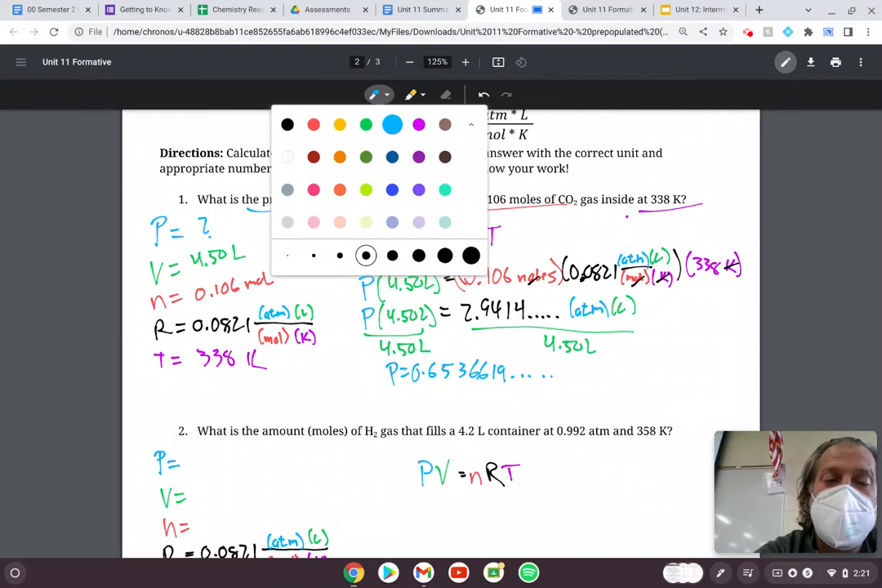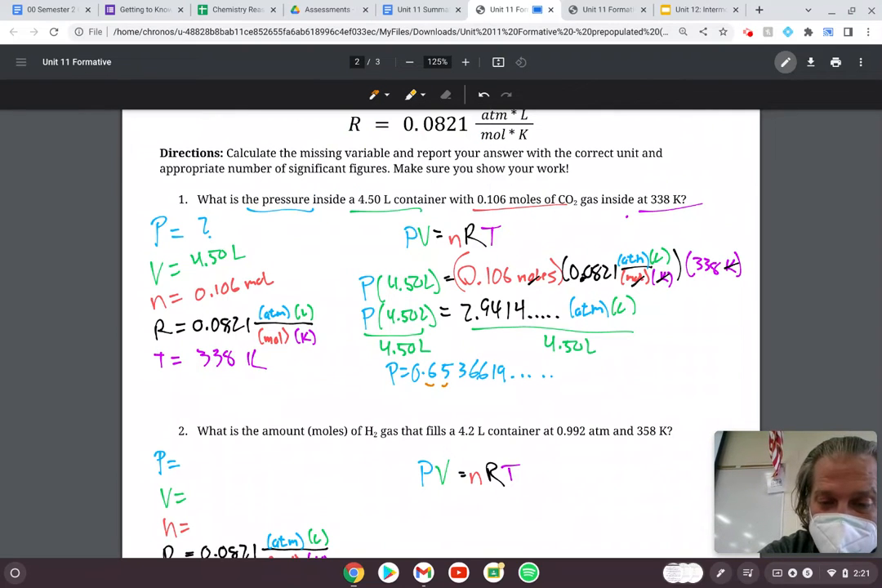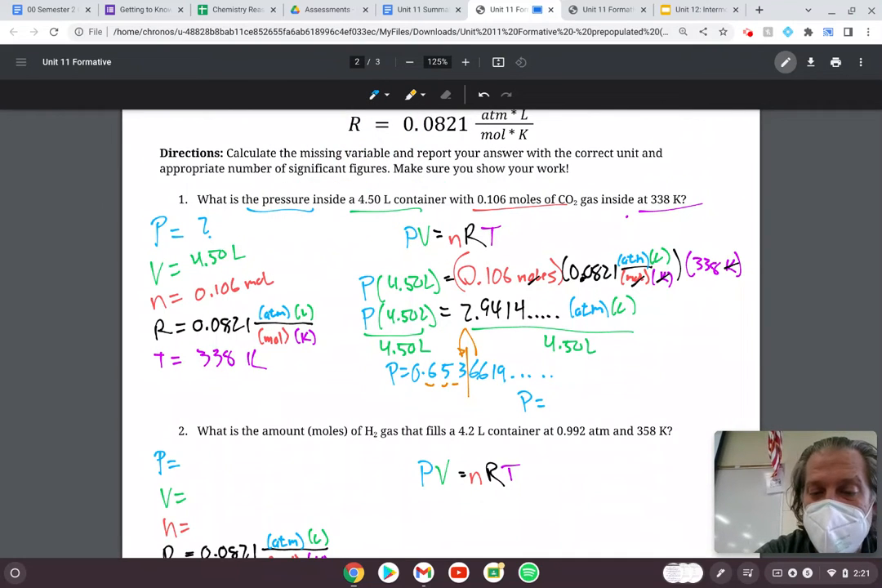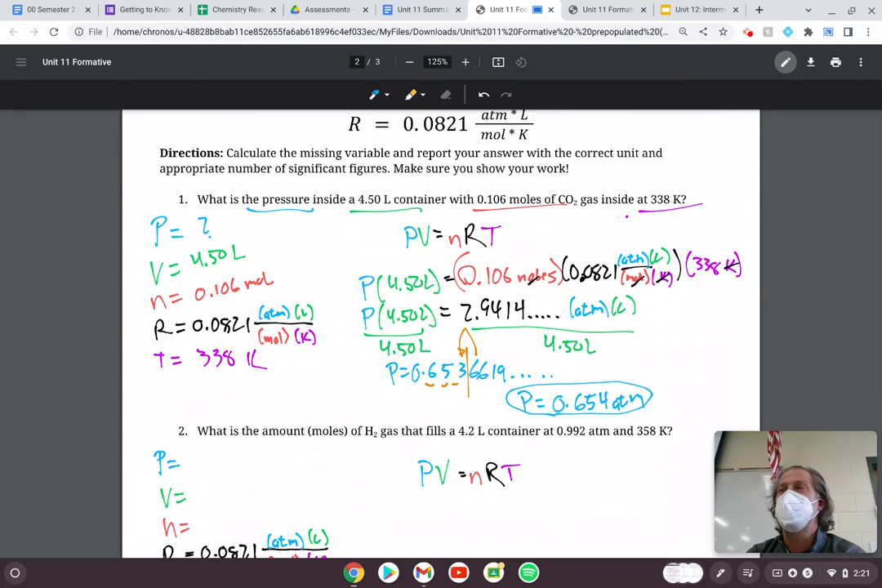In this problem, we need to have 3 sig figs. So I count 1, 2, 3. I draw a line, and that 6 rounds the 3 up. So my best final answer here is going to be a pressure of 0.654, and the unit is ATM. Questions?